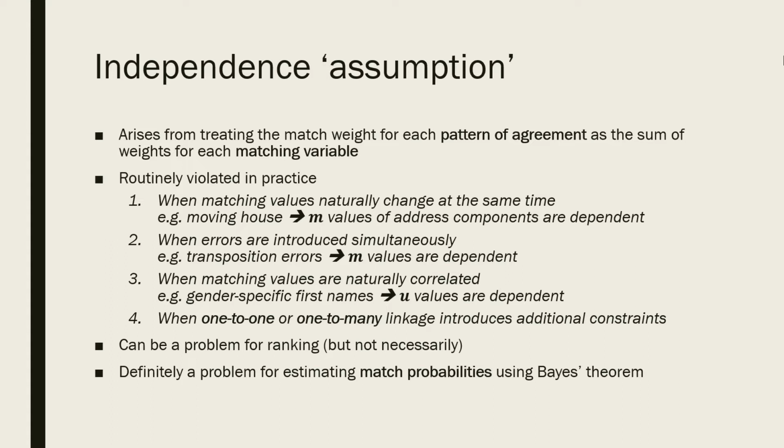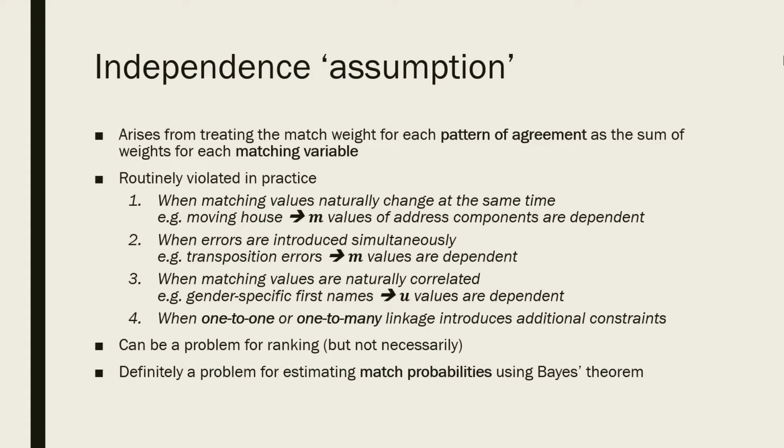So it's violated when matching variables naturally change together at the same time. So when you move house and you change your street, your house name, your house number, and your street name, and your postcode, and maybe your general practice, the places where you're registered, all these variables that might be used as matching variables, they all change at the same time, and that makes them dependent on each other. It's also violated when errors are introduced simultaneously. So, for example, when transposition errors are present in the data and the values of different matching variables are swapped around, and errors are introduced simultaneously across multiple matching variables.